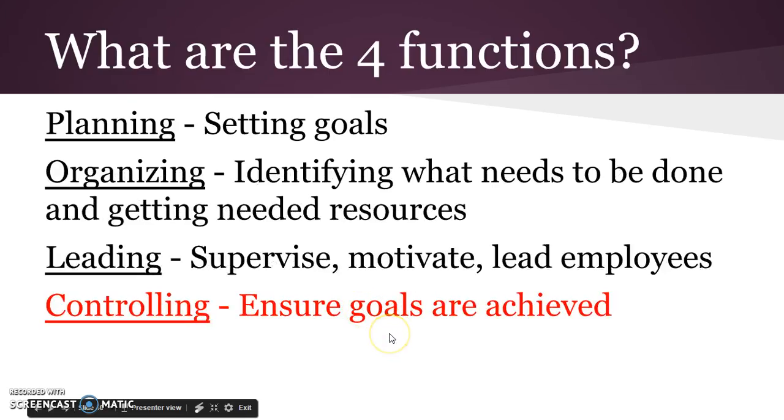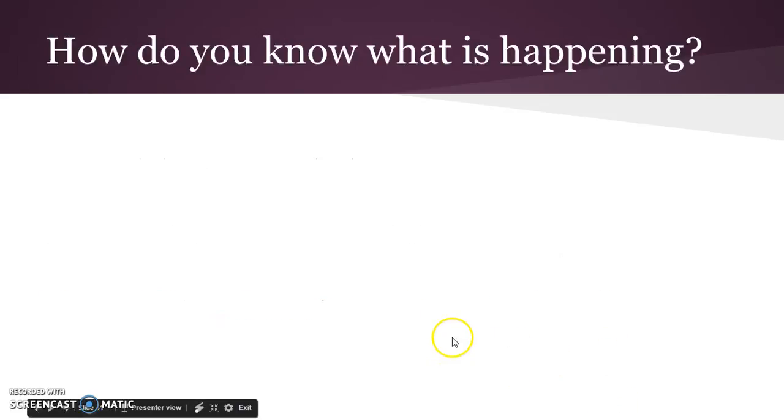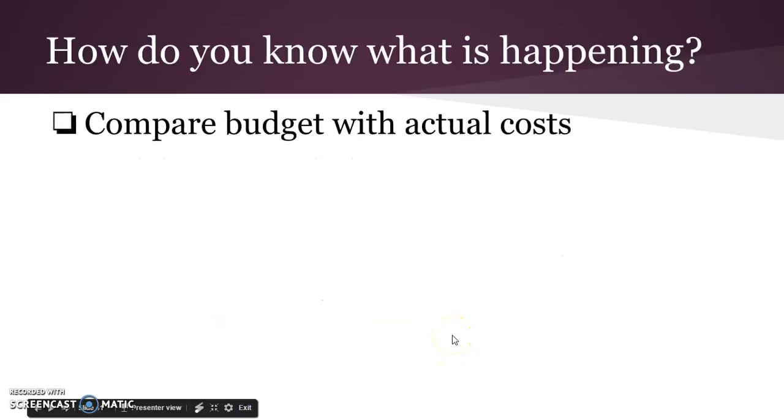All right, so back to the four functions. We've already talked about planning, organizing, and leading. Finally, controlling. This is the function that's going to ensure that the goals in the planning section have been achieved. So how is that done? What strategies are used to do that? Well, first thing you need to do is figure out, how do we know what is happening? So when it comes to controlling, how do we know if we're even on track to meet these goals?